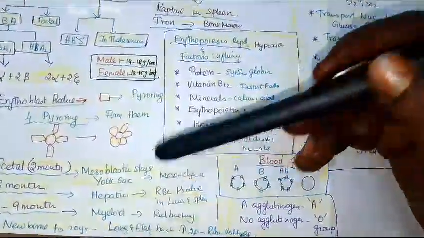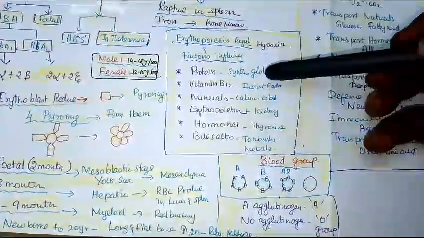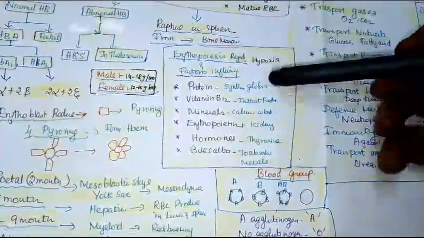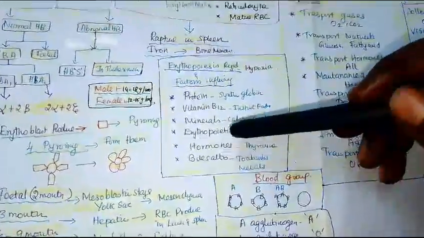How is it produced? The mechanism is like a feedback mechanism with a detector. Who is the detector? The hypothalamus. They will detect the hypoxia and stimulate. That we have seen in the endocrine system, correct?